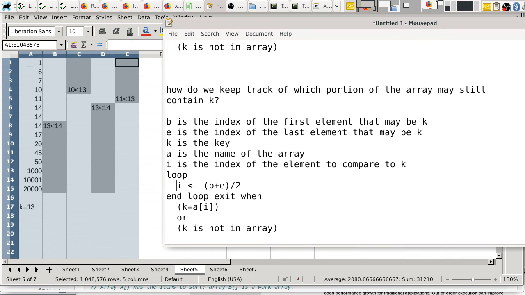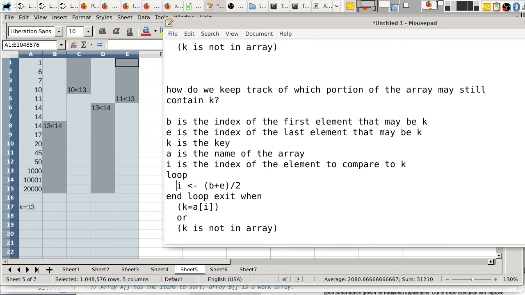So let's try to figure out how B and E change. We won't be focusing on this part here, but instead we'll think about how we update B and E, and we'll use this example. Initially, before the first comparison, B is all the way up here and E is all the way down here. Now I know the row numbers are off by 1 compared to the array indexes, but it's okay, it will still work.